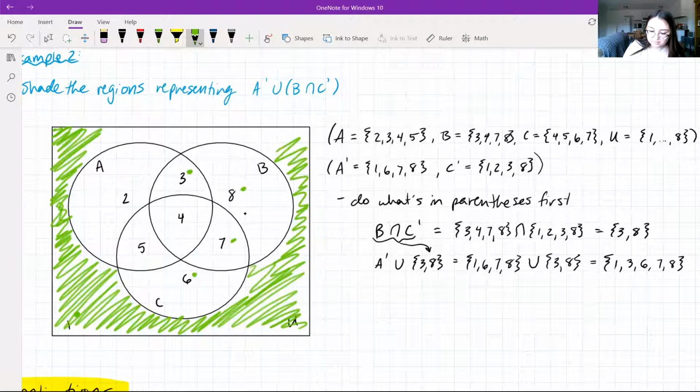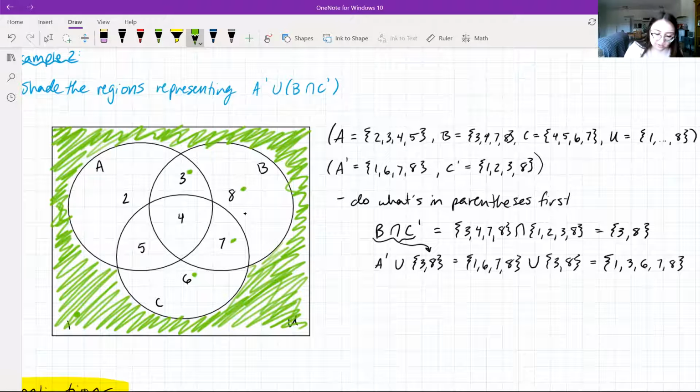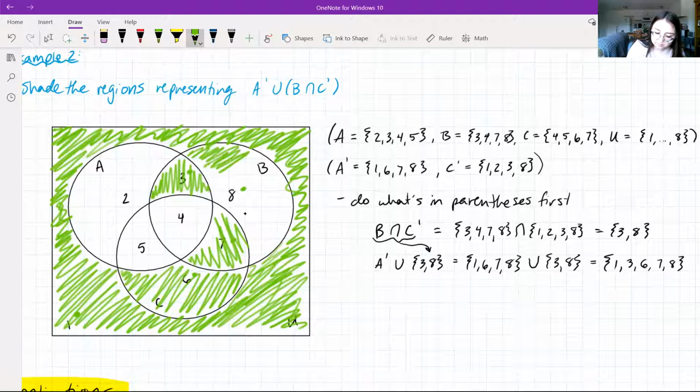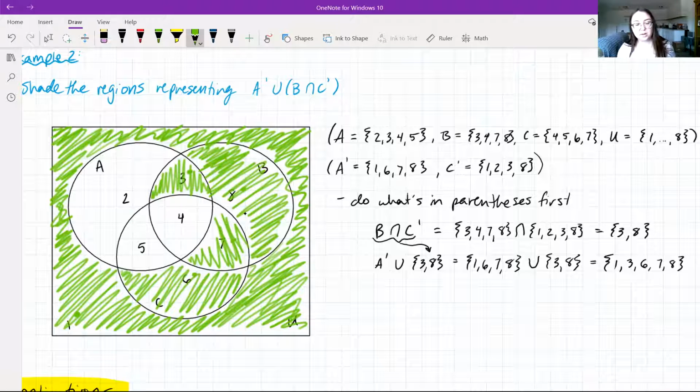So fun. Okay. That's our biggest region. So now we don't really have to worry about it. Then we have region 3. So let's shade in region 3. And region 6. Region 7. And finally, region 8. And we see here that the only regions not shaded in are going to be 2, 4, and 5.